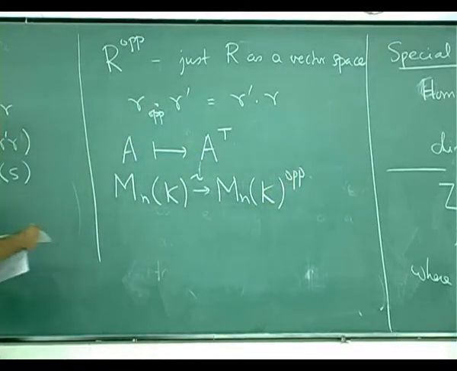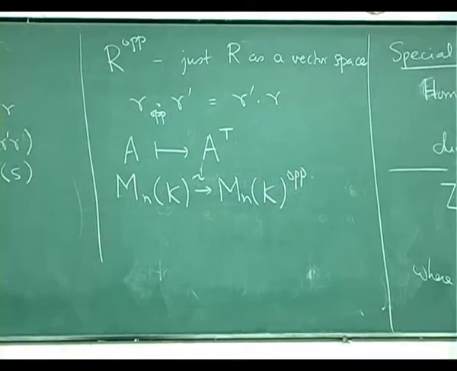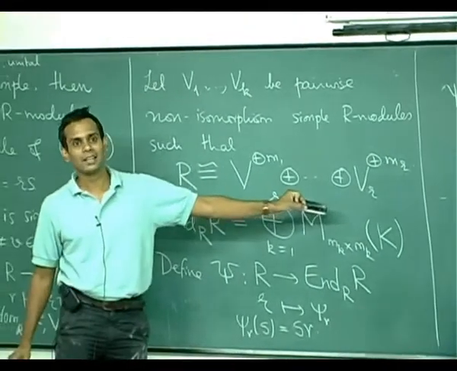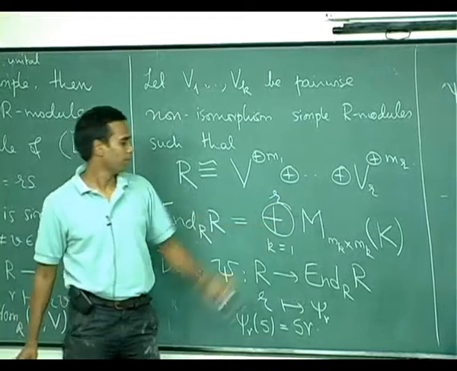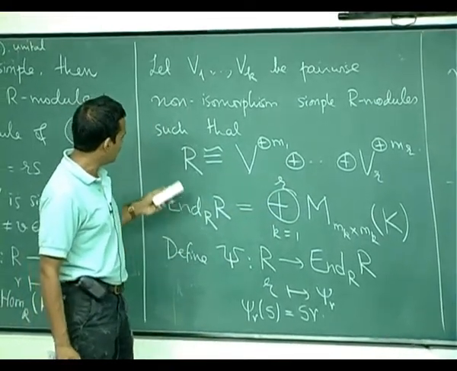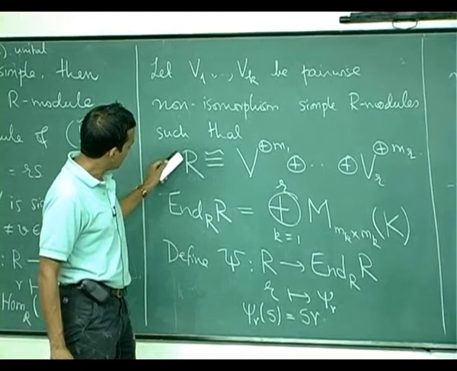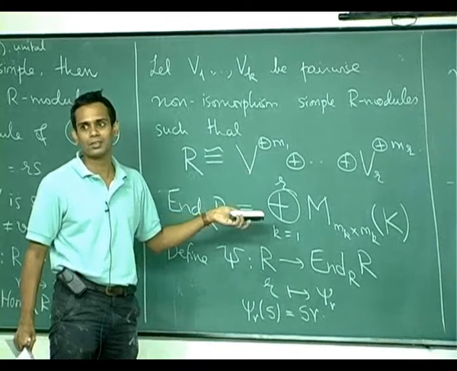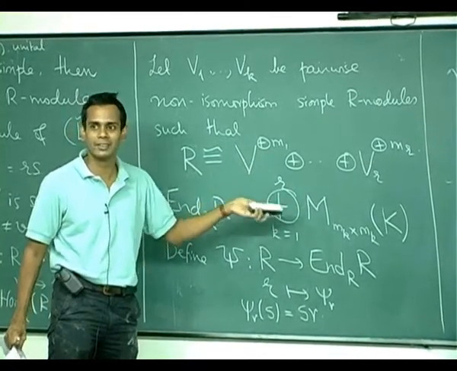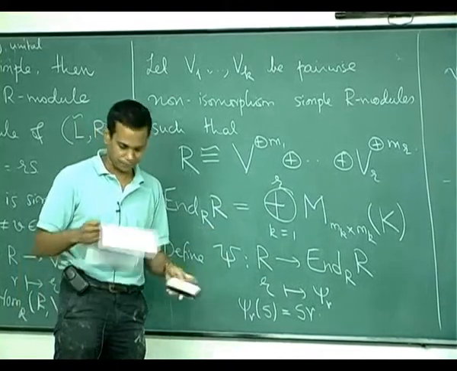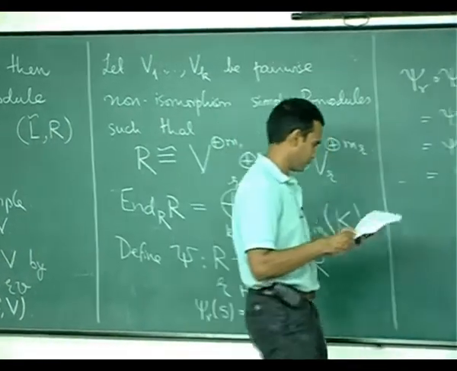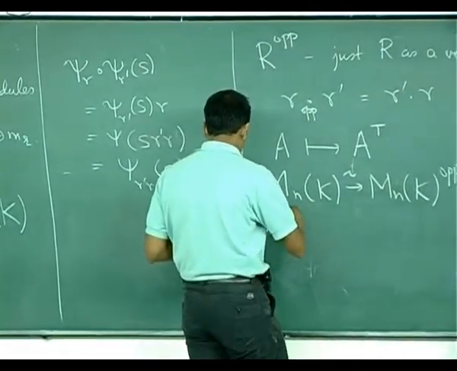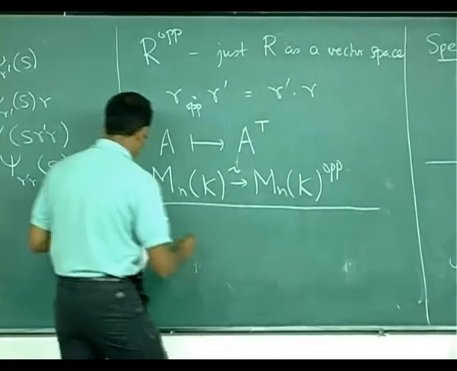Since our algebra is a sum of matrix algebras, each is isomorphic to its opposite. So what we get is that this is isomorphic to the opposite of the sum of matrix algebras, and therefore it is in fact isomorphic to the sum of matrix algebras, because every matrix algebra is isomorphic to its opposite. So this is called the Wedderburn decomposition.